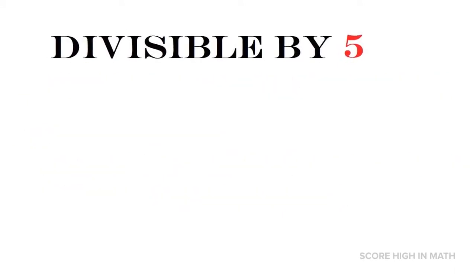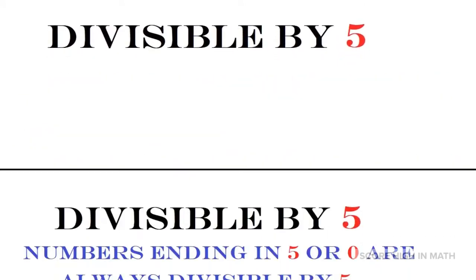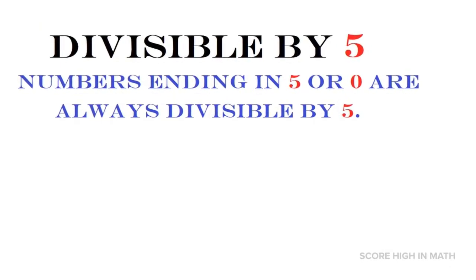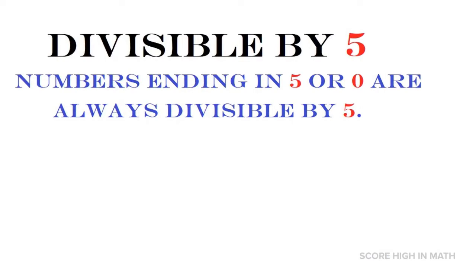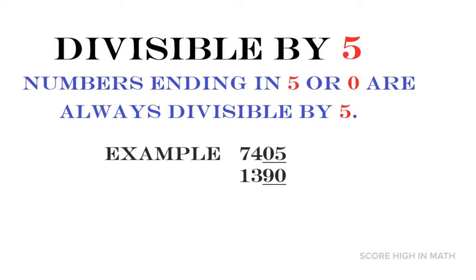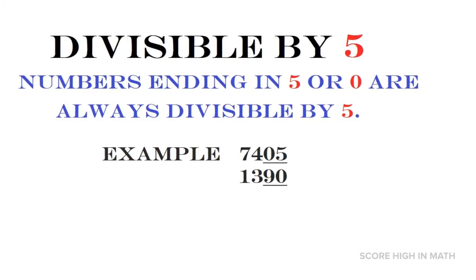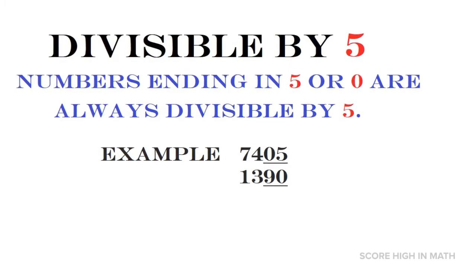Let us continue with numbers divisible by 5. I want you to remember that numbers ending in 5 or 0 are always divisible by 5. For example, 7,405 is divisible by 5 because it ends in 5. And 1,390 is divisible by 5 also because it ends in 0.